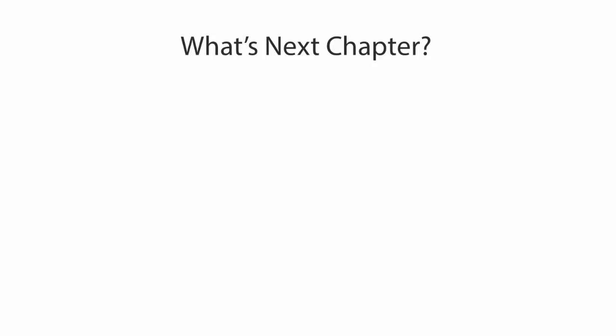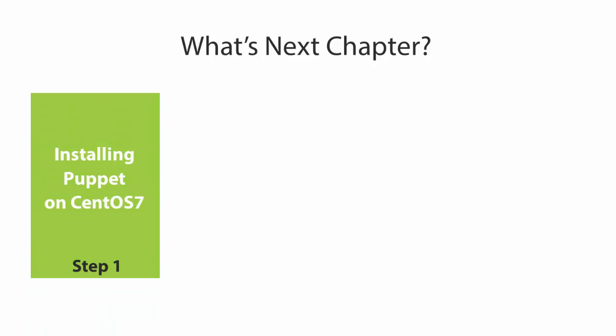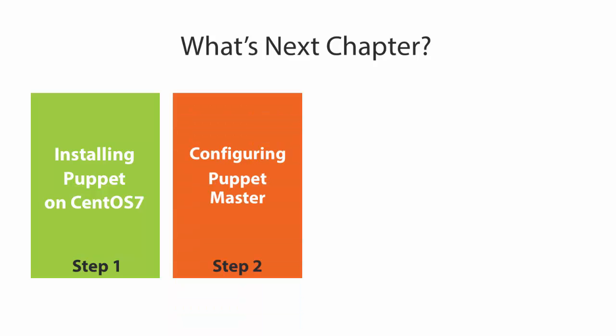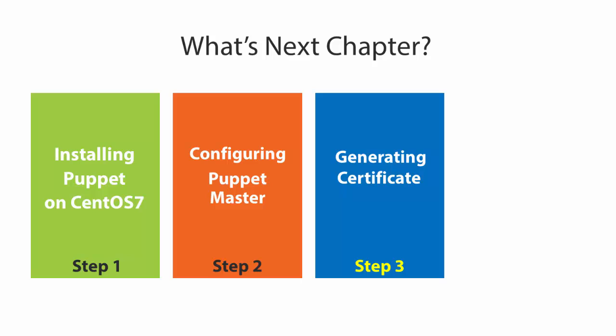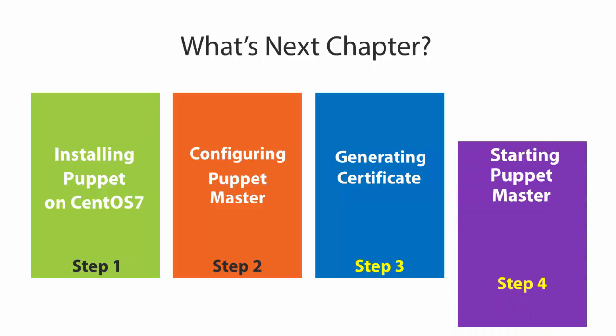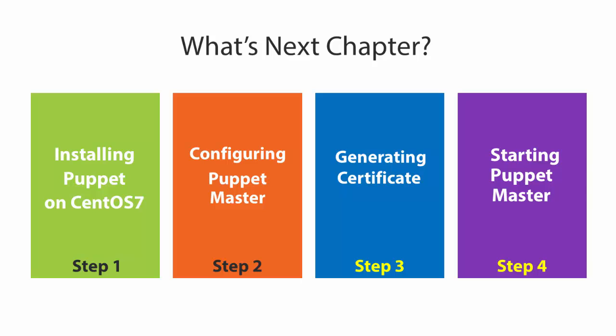In Chapter 2, you will learn Puppet Master configuration. For the Puppet Master configuration, Step 1, installing Puppet Master on CentOS 7. Step 2, configuring Puppet Master. Step 3, generating a certificate for the secure connection. And Step 4, starting Puppet Master. These things will be explained in Chapter 2.